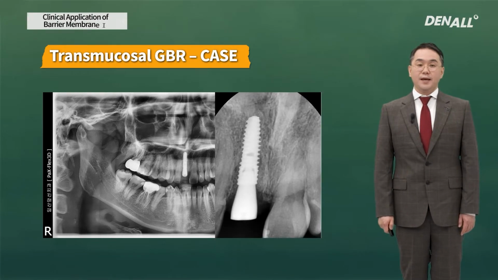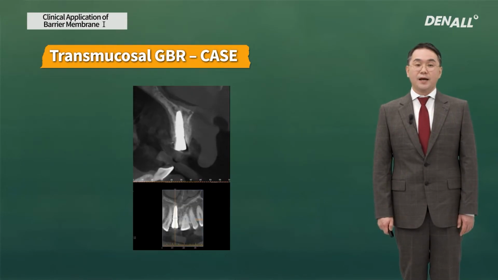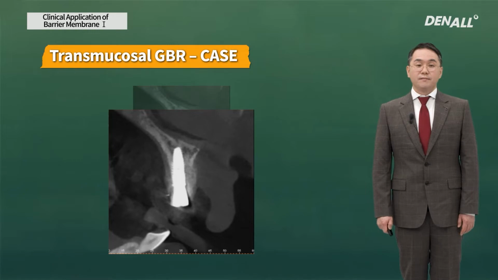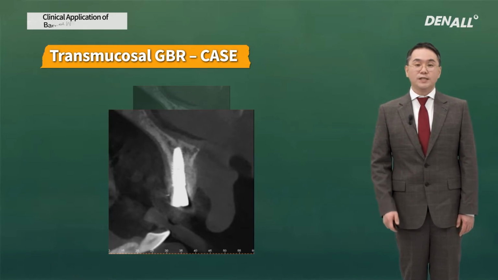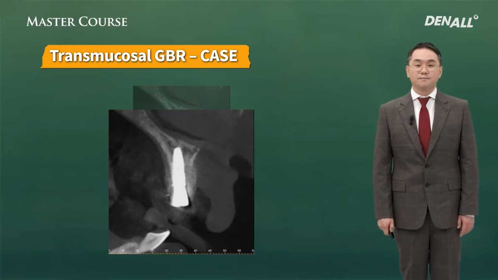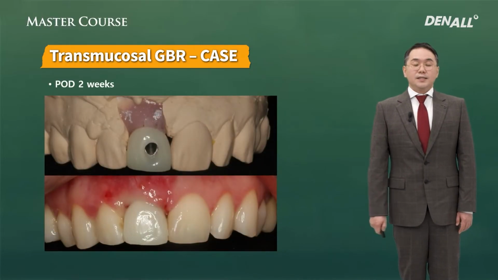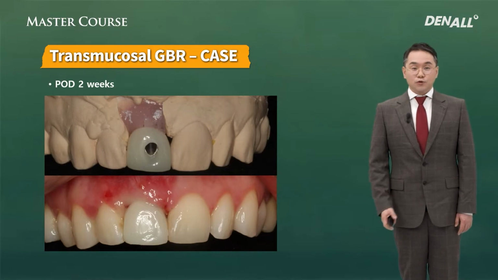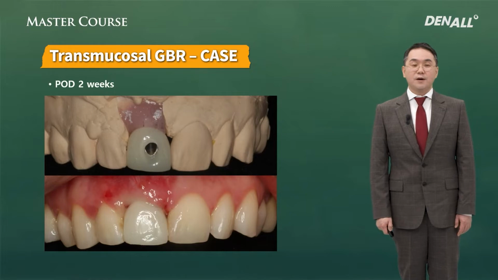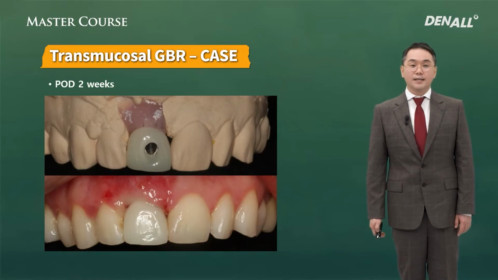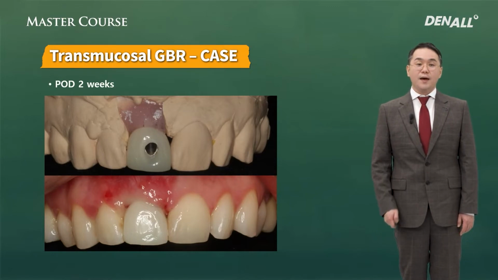Panorama, PA, CT. As you can see, the implant is placed palatally to secure enough thickness of bone graft material. For the temporary crown, the healing abutment is removed after the surgery using an impression coping. Implant level impression is taken, and a model is made and a screw retained type temporary crown is fabricated.